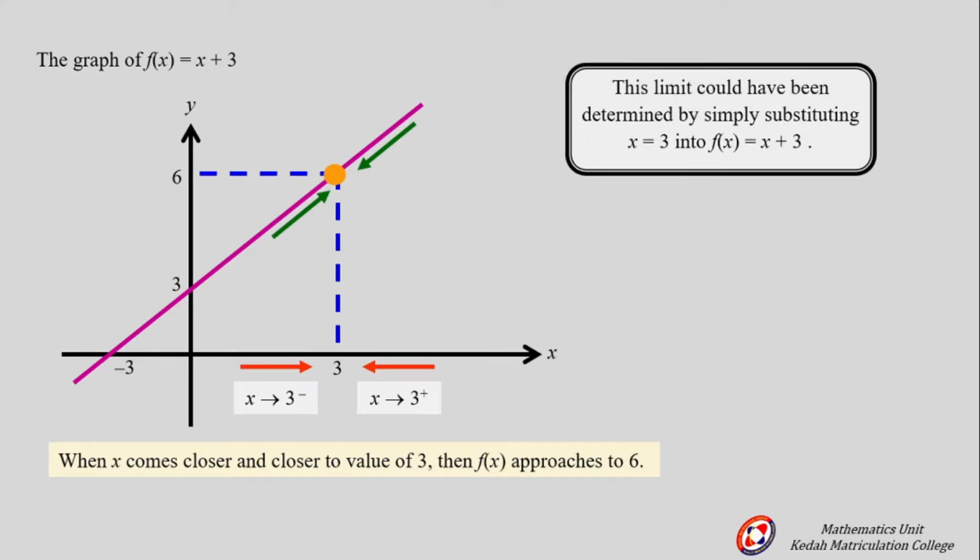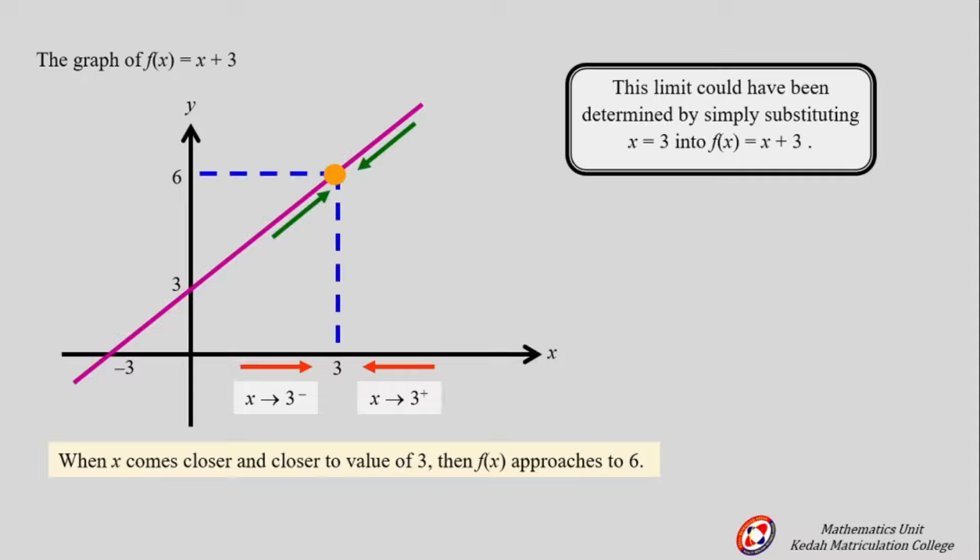Therefore, this limit could have been determined by simply substituting x equal to 3 into f(x) equal to x plus 3. This means to find the value of the limit, you only need to substitute the value of x into f(x). You do not need to draw a table or sketch a graph to get the limit value. The table and graph shown just now are just to explain the definition of limit.